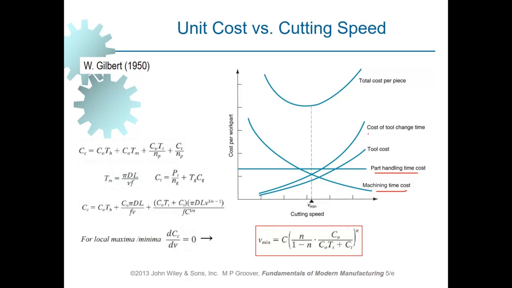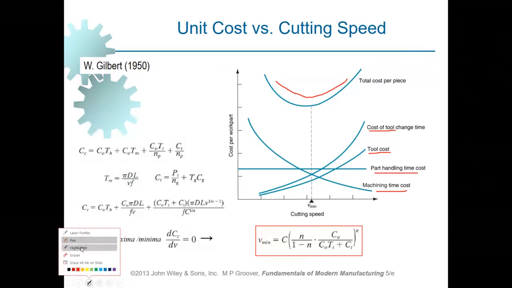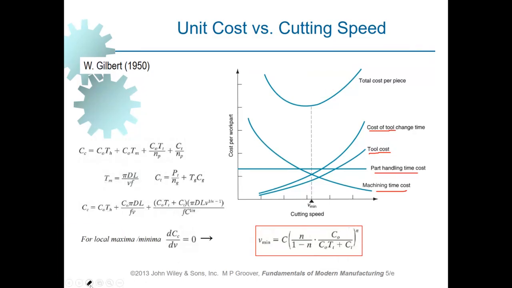And there are two other cost components which increase as cutting speed increases, and those include tool cost, because there will be a need for a higher number of tools when cutting speed increases, and also the cost of tool change. As more tool changes are needed, this cost component also will increase. And these four cost components are represented in this curve up here, as you can see. And then there is again a local minima for this curve at this point right here.